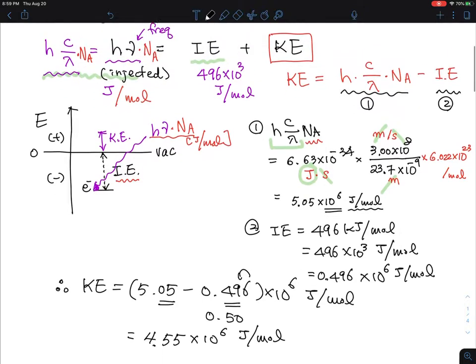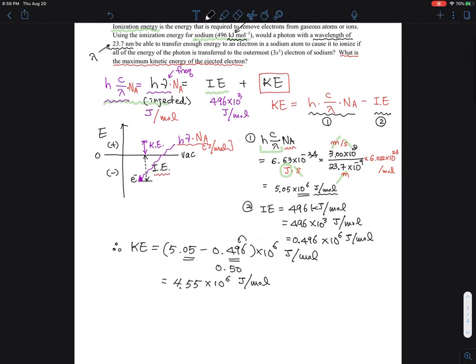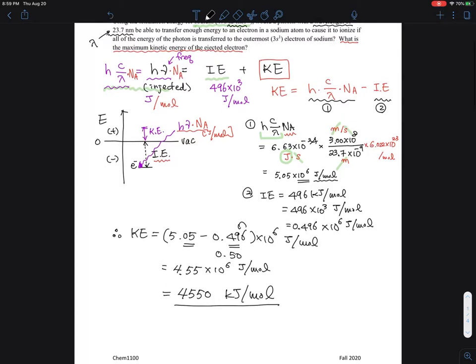Now you start to notice the unit: the preferred unit that people probably want to use is kilojoule per mole. So you might want to change it to 4,550 kilojoule per mole. Okay, so that's the end of the story.